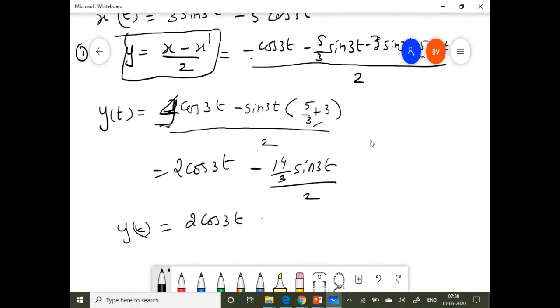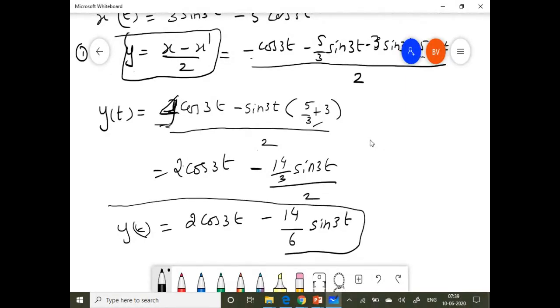2 cosine 3t minus 14 over 6 sine 3t. You can simplify further to 7 over 3 if you want. Otherwise, stop here. That's the end of this problem. We found both x and y.